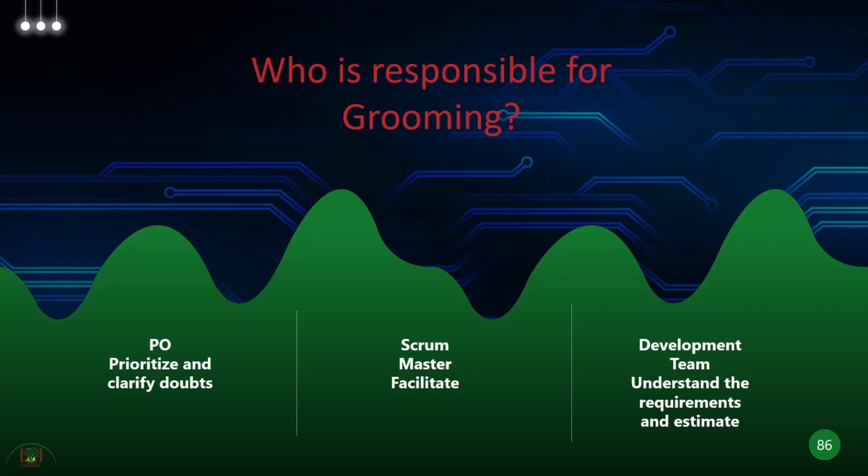So who is responsible for grooming? The product owner. They will prioritize and clarify doubts. The Scrum Master might facilitate. The development team can be present. They might understand the requirements and they might even provide estimation.